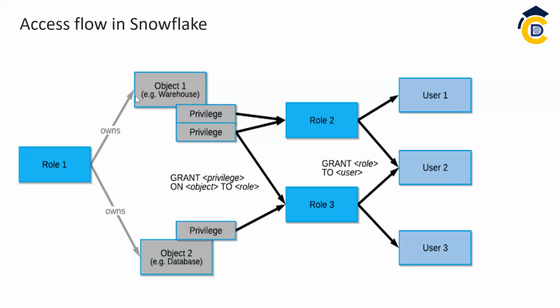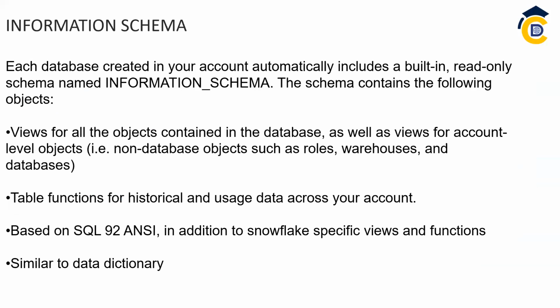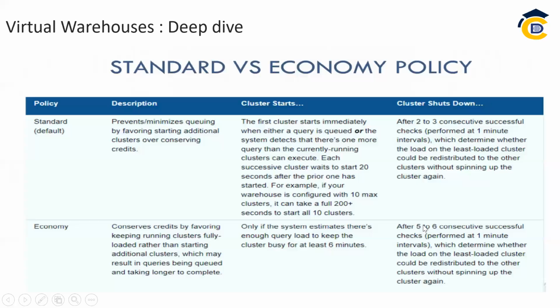Okay, so say this is an object, a warehouse object. Some role owns this. Then there is one more object which is a database. I just mentioned something called securable objects a slide back. Any entity in your account which can be given grants is a securable object. So securable objects are all your objects like users, databases, roles, warehouse, schema, table, view, all these are your securable objects, and you can give grants on them.